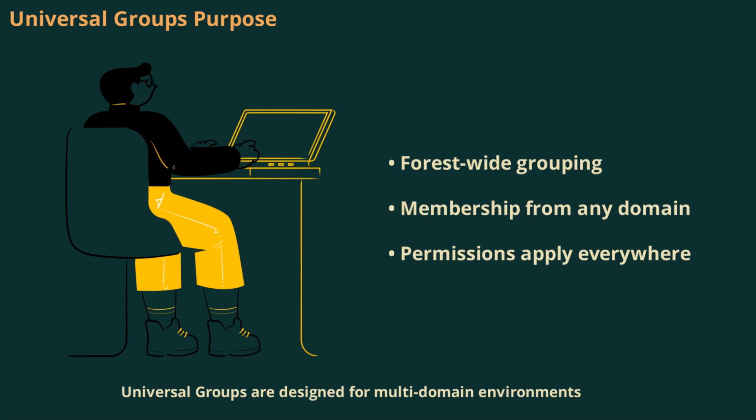Universal groups are designed for multi-domain environments. They allow you to group users, computers, and other groups from any domain in the forest. Permissions assigned to a universal group can be applied to resources in any domain, making them ideal for forest-wide access control. This is especially useful in large organizations with complex structures.